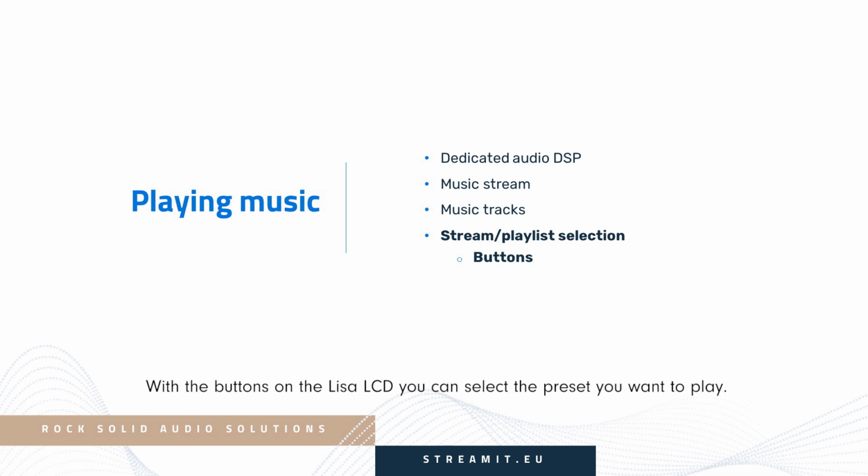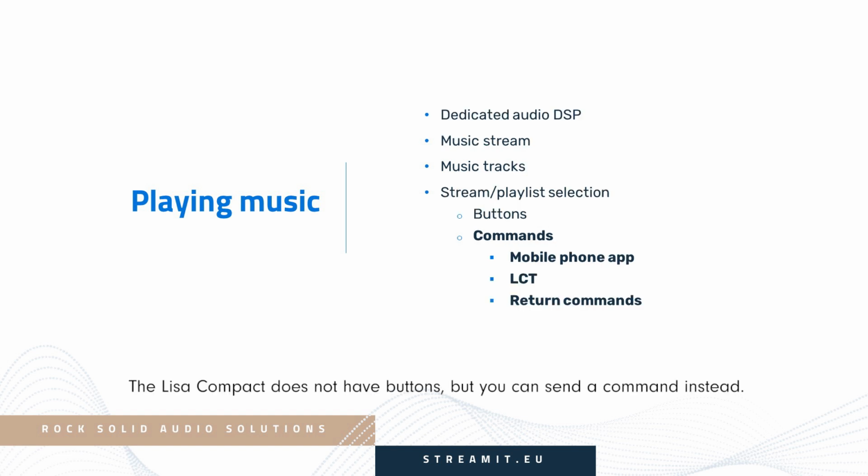With the buttons on the Lisa LCD, you can select the preset you want to play. With the Alt button, you can choose between streams and playlists. The Lisa Compact does not have buttons, but you can send a command instead. How can you do this? If you have a Lisa Compact BT, you can do it through the mobile phone app.